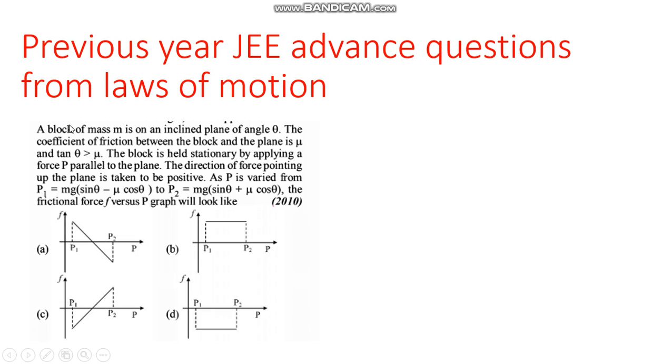The question says, a block of mass m is on an inclined plane of angle theta. The coefficient of friction between the block and the plane is mu, and tan theta is greater than mu. The block is held stationary by applying a force parallel to the plane. The direction of force pointing up the plane is taken to be positive. As P is varied from P1 equal to mg into (sine theta minus mu cos theta) to P2, the frictional force variation you have to plot.